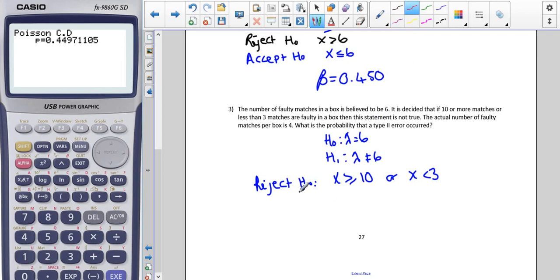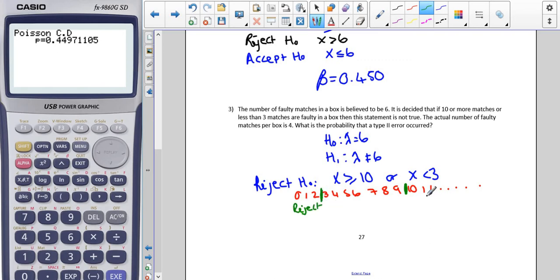So if you struggle with this, you can draw yourself a quick number line so that you can then mark out where we're accepting, where we're rejecting. Remember, because this is Poisson, it is going to go on forever. So if it's greater than or equal to 10 or strictly less than 3, then we are going to be rejecting.